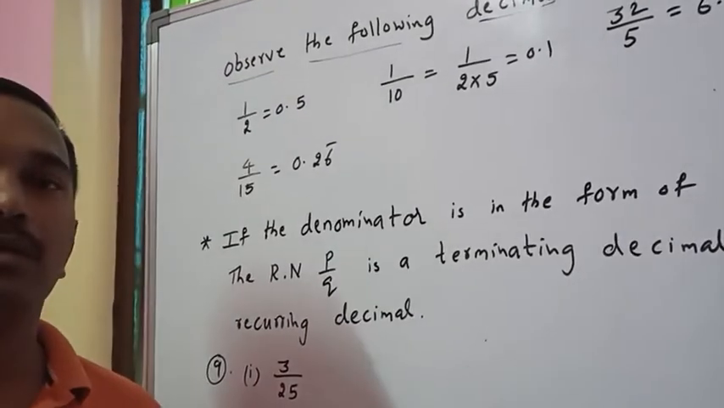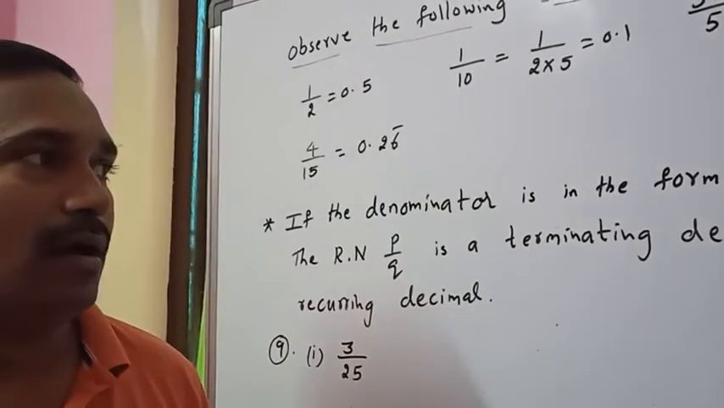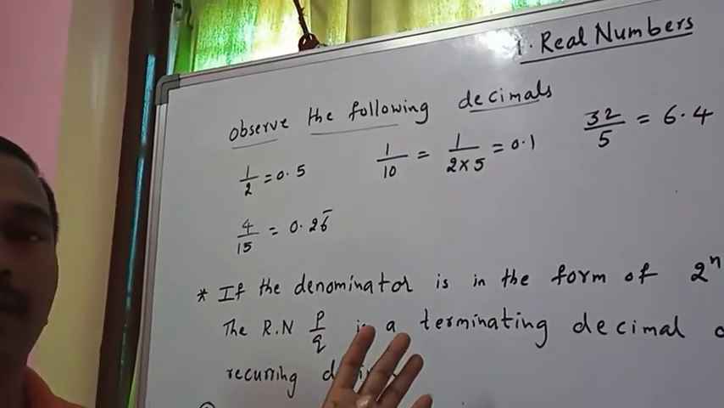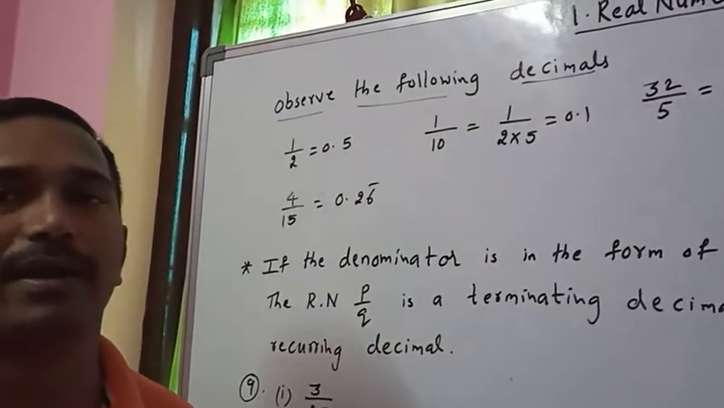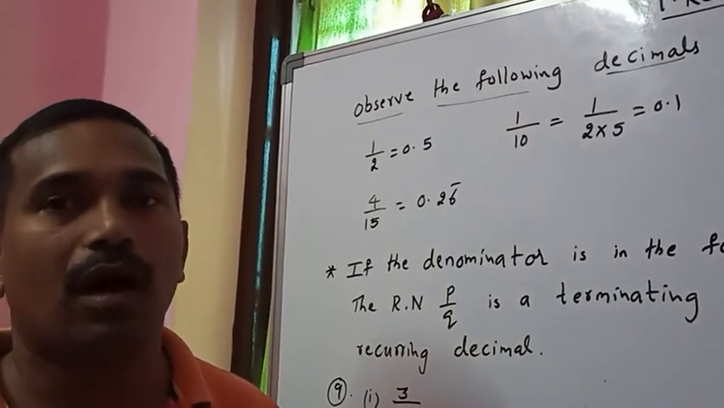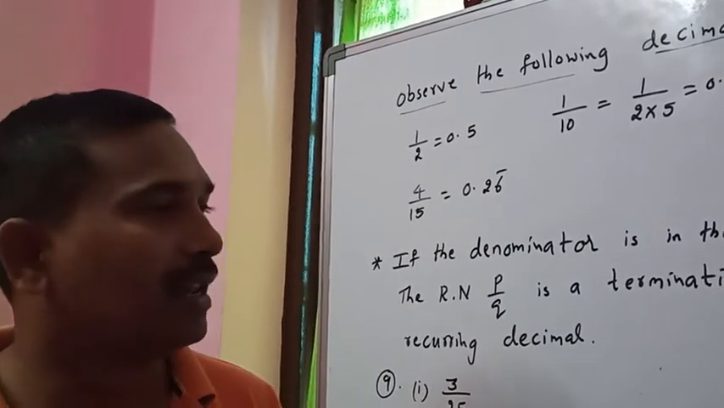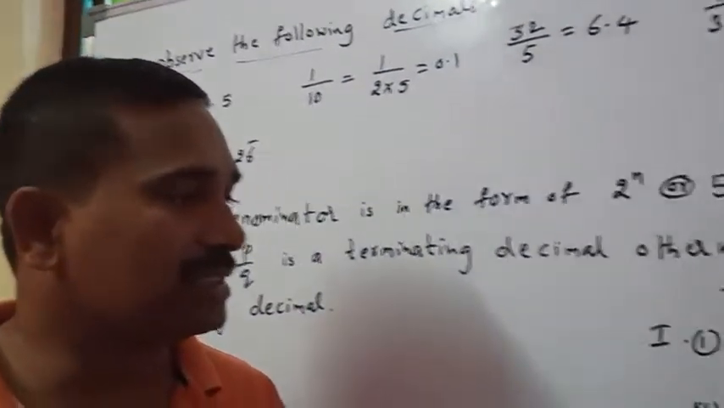Good morning, students. Today, let us learn if the given rational number is a terminating or non-terminating recurring decimal, and how to decide depending on the denominator. Okay, now let us see some problems.